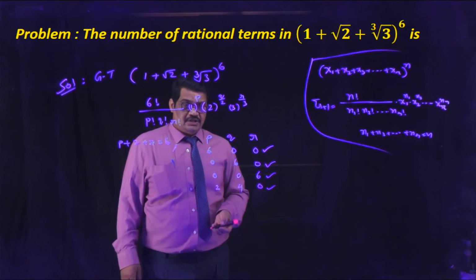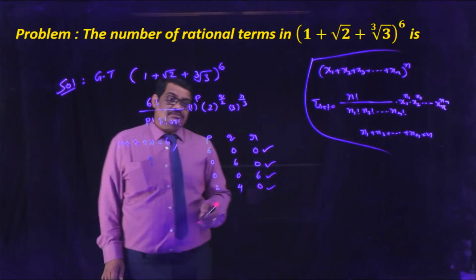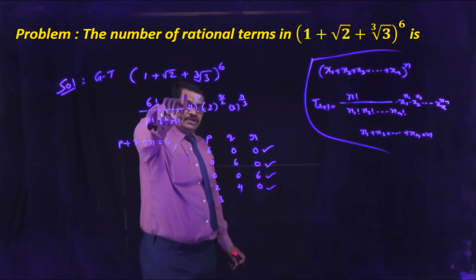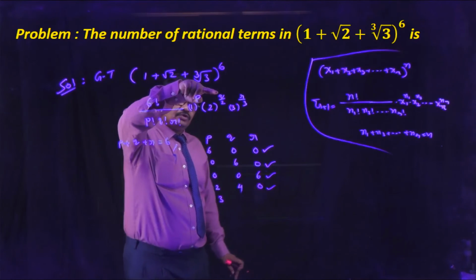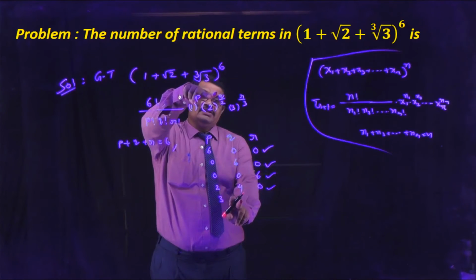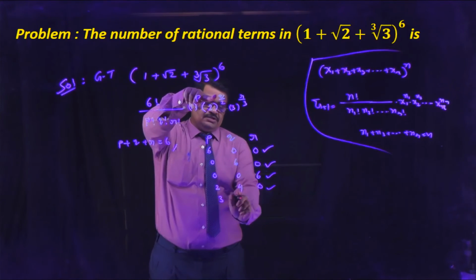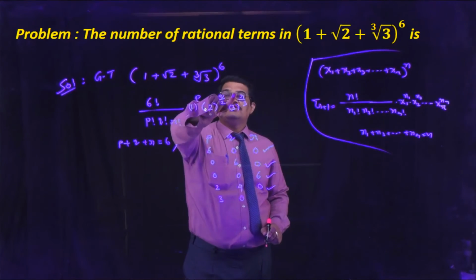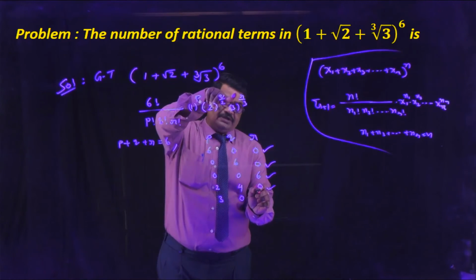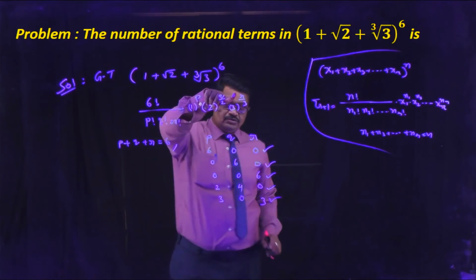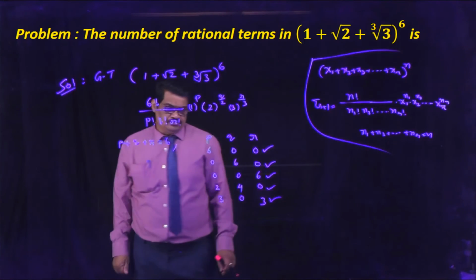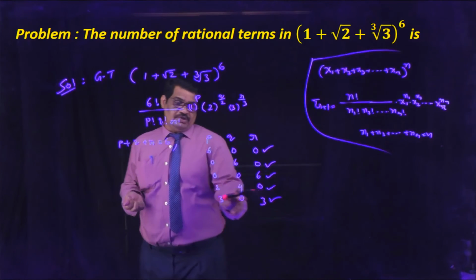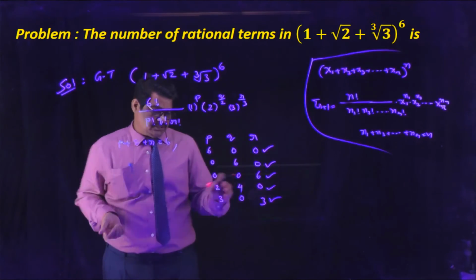And next other combination: if we take p is equal to 3, then q cannot be taken as 3, because that is not an integer. So q will be 0. Here r is equal to 3, that is 3 by 3, which is an integer. We take 0, 3, 3... that is, 3, 0, 3, that is one chance. Next, p plus q plus r must be equal to 6: 3 plus 3 is 6.